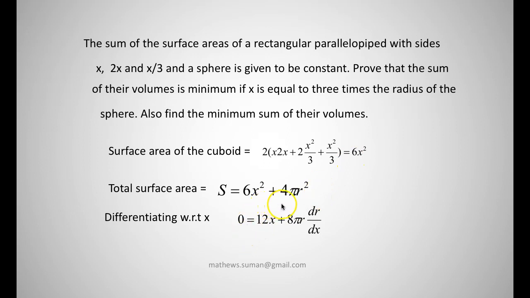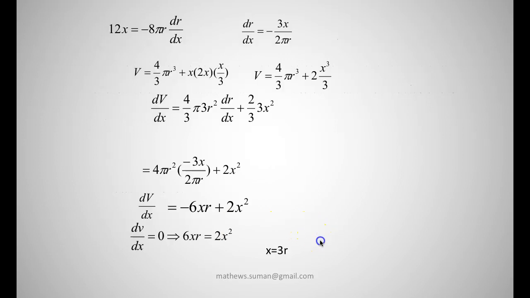We have two variables here, x and r, so we can either differentiate with respect to x or with respect to r. Differentiating with respect to x, s is a constant, so we get 0 equal to 12x plus 8 pi r dr by dx. So taking one term to the other side, we get 12x is minus 8 pi r dr by dx, or dr by dx is minus 3x by 2 pi r.